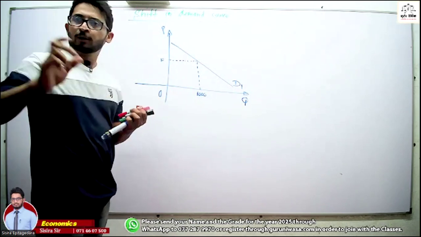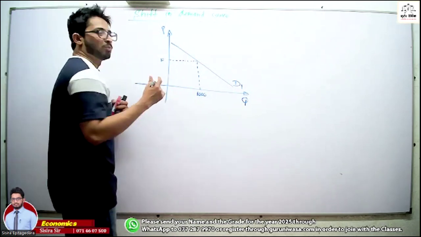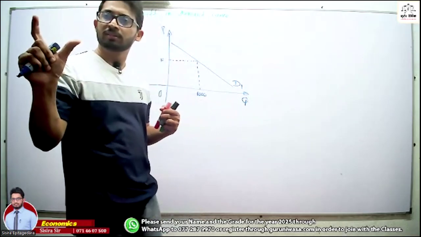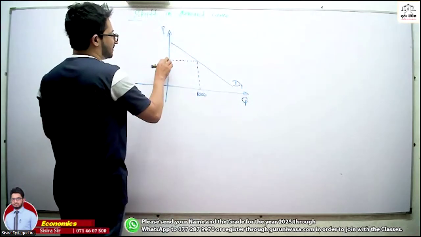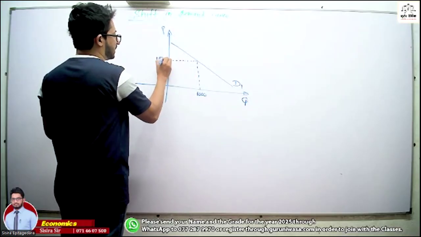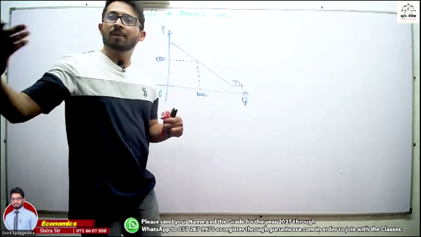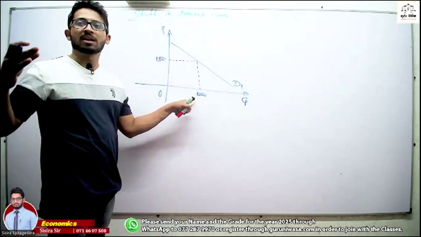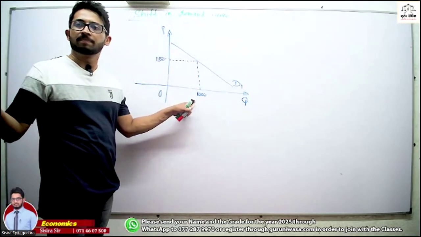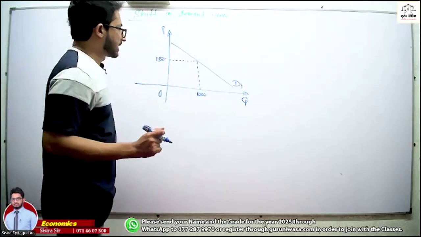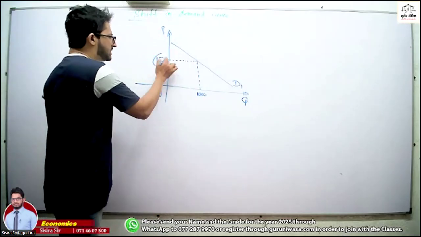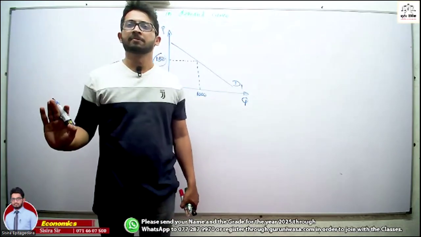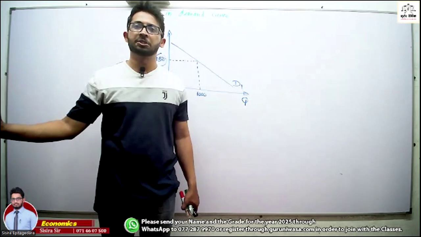a packet of Milo, right? Now how much is it now? 150. A small packet of Milo. Let's say 150 and 1000 packets are being sold. This is the quantity demanded. Consumers come and demand 1000 units. Now, assume the price remains constant. Milo price does not change.